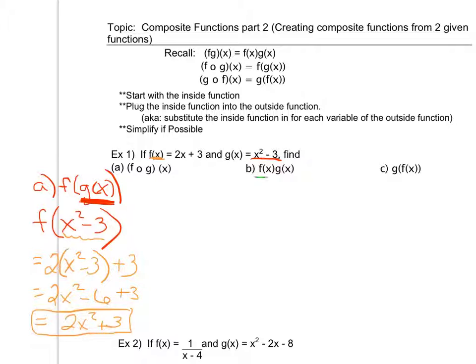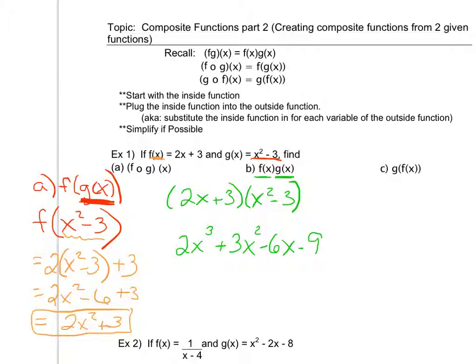So part B, I notice I'm taking all of f of x and all of g of x, and they're written right next to each other. That to me means multiplication. So the problem, part B, is 2x plus 3 times x squared minus 3. Well, binomial times binomial, I know I FOIL. We've done a lot of foiling, so I'm not going to go through the full FOIL process. If this is something you struggle on, you should probably pause the video and go through it. But you do get a final answer of 2x cubed plus 3x squared minus 6x minus 9.